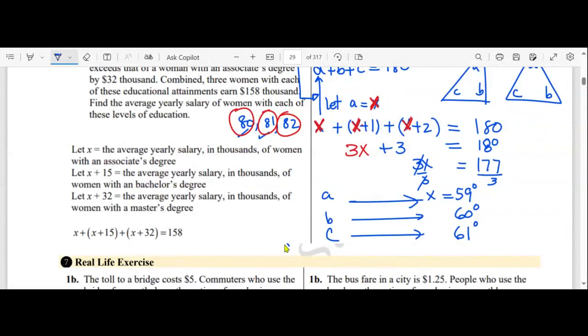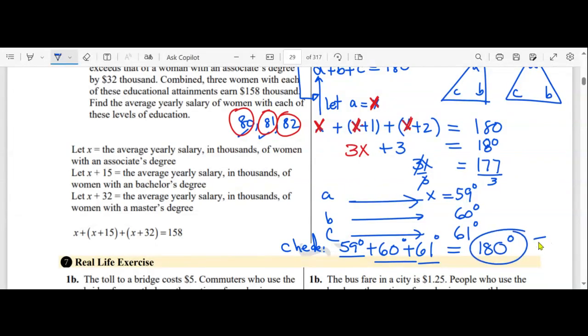If you want to check the answer, what do you do? If you add all the 3, they should equal how much? Can you use the calculator to tell me if this is correct? Is this correct? It's 180? Yes? If you add all these 3, 180. So you are true.